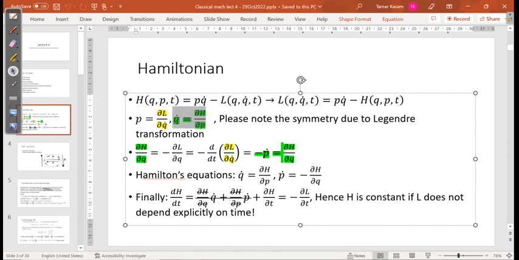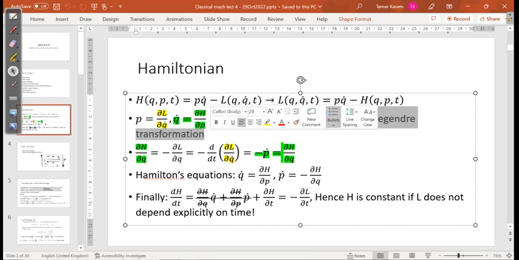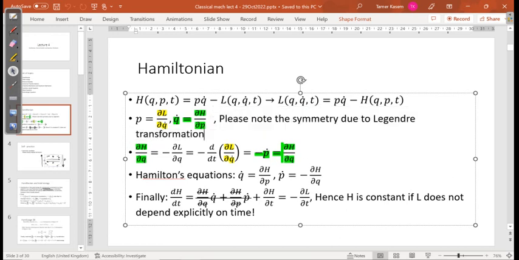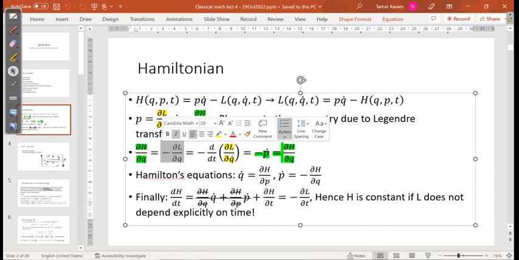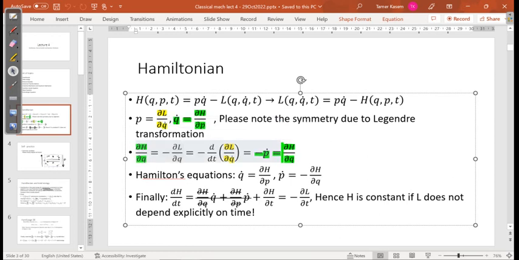Okay, because we are adopting here a Legendre transformation. The first equation is partial H by partial Q equal to negative partial L by partial Q. This is due to the fact that Q in the Legendre transformation is a passive variable, and the partial derivative with respect to a passive variable is equal for both functions, but with a negative sign.